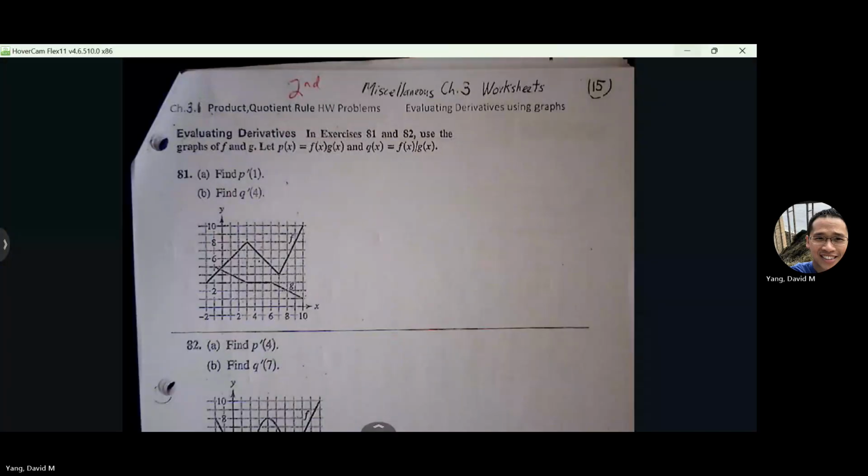Okay, we're going to continue with our packets. We haven't talked about building product rule, chain rule, and quotient rule using graphs. So let's talk about that. So page 15. Give me 1 second.